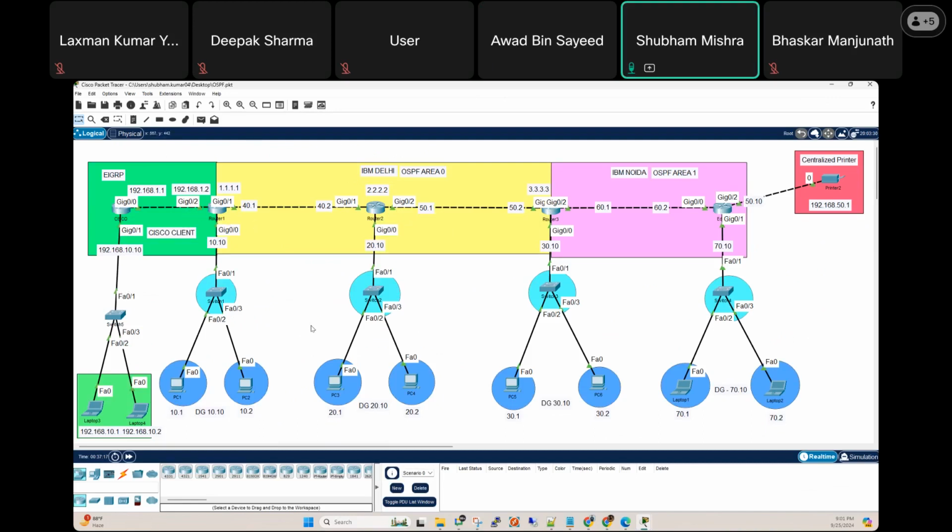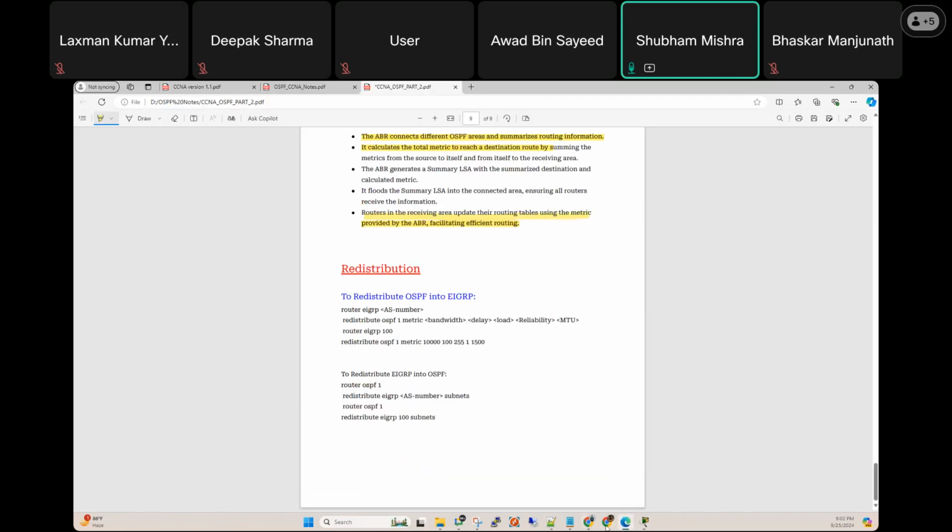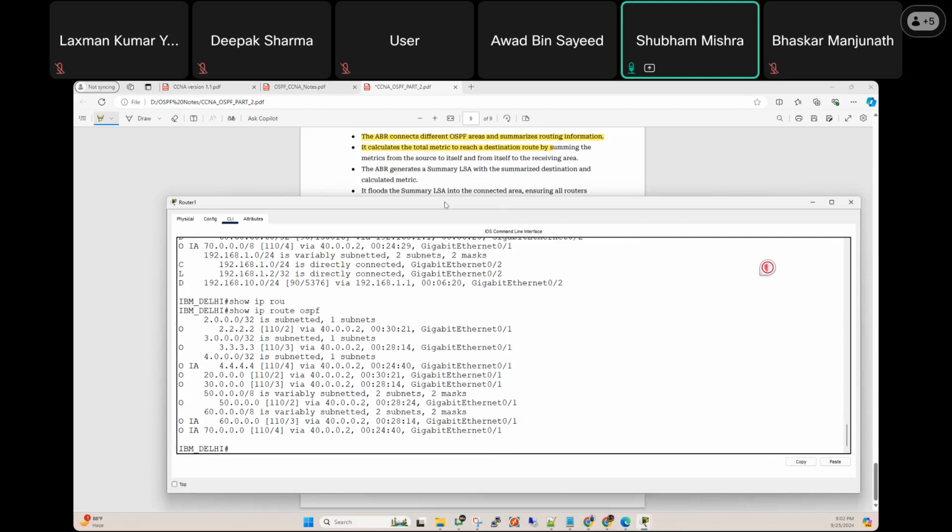Generally, we are advertising like this. But if I ask you, can I ping from here to here now? The answer is no. Why? Because this router knows about these OSPF routes, but this router doesn't know about the EIGRP routes, right? So we have configured only one way so far. So what you need to do? You need to advertise the EIGRP routes into OSPF also.